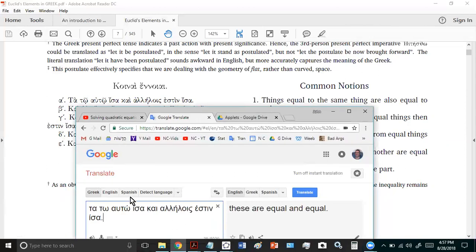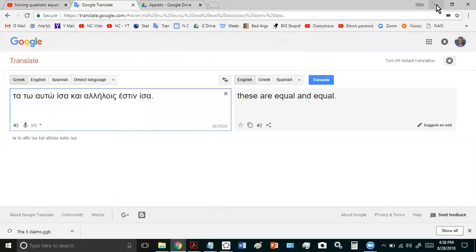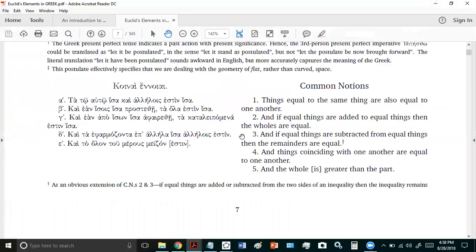But the meaning is correct. The translation is correct. It basically says objects which are equal to the same thing are equal to one another. That's the gist of that common notion in Greek. So, you know, the first common notion forms the basis of everything, because an object can be anything. It can be a tangible object or an intangible object, as I explained in previous lectures.